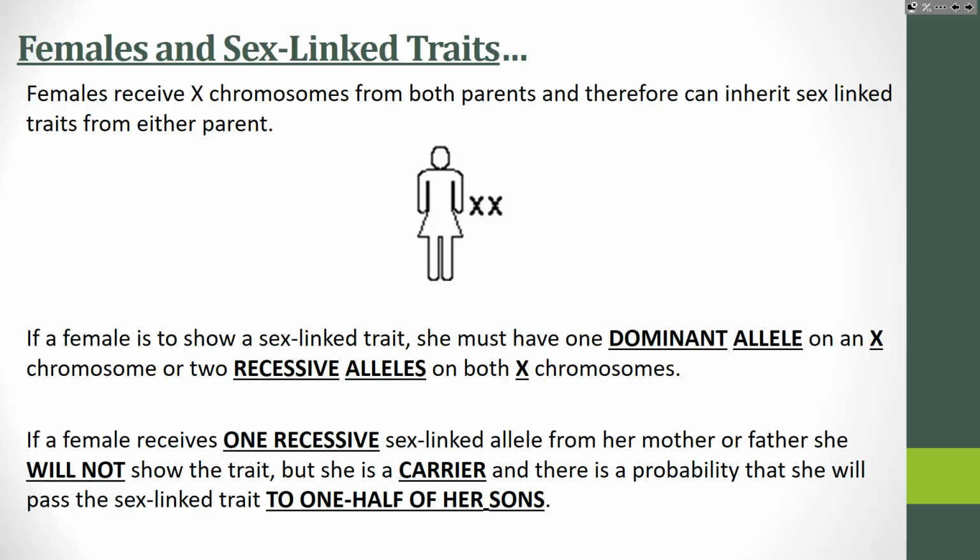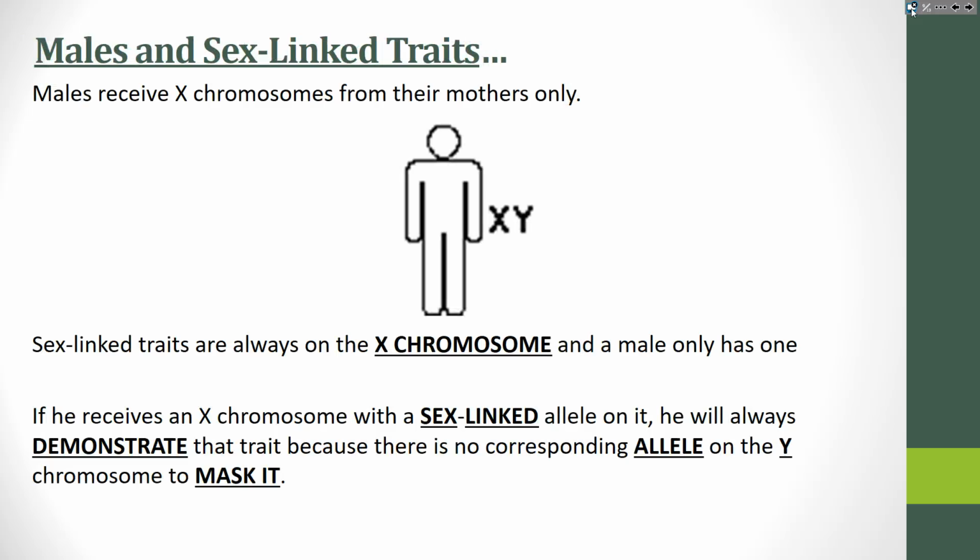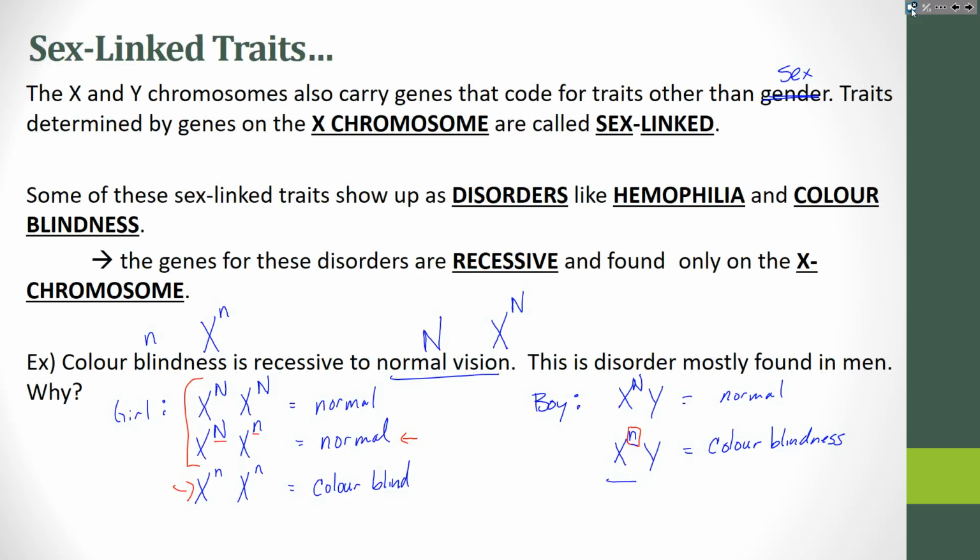But a mom who's a carrier will be giving that trait to half of her sons. There's a 50% chance of her giving colorblindness to her son. So if I go back a couple pages here just for a second, if we look at this mom, she can't give any sex-linked traits to her kids. So she's only going to give normal vision genes to her boys or girls. This mom has a 50-50 chance of giving a normal gene or a colorblind gene.